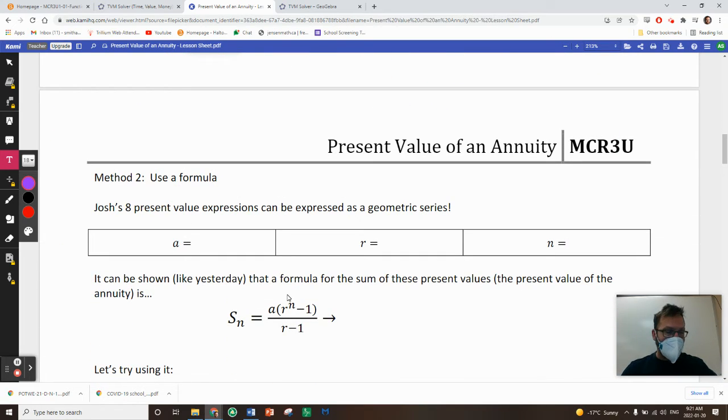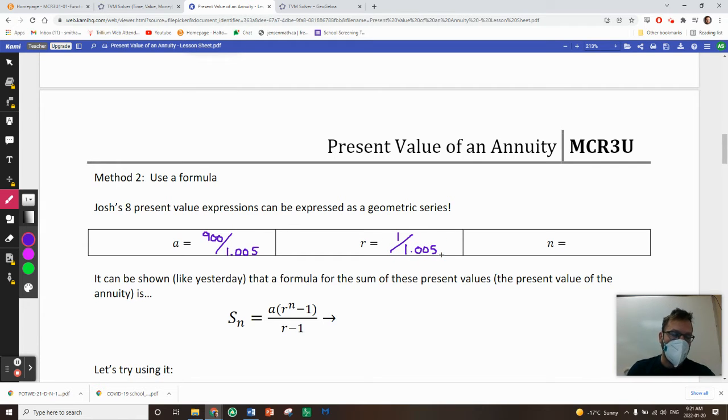So we can write this as a geometric series in this way. The value of A is 900 divided by 1.005. That was the first term, that first present value. And every time we add a 1.005 to the bottom, that means R is 1 divided by 1.005. And here we had 8 deposits.